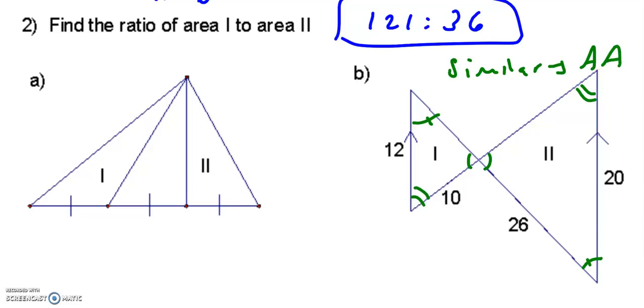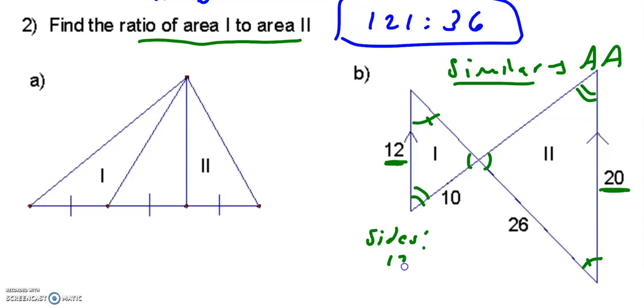And so what I can do to find the ratio of the areas is say, I know that these are similar, so let me find the ratio of my sides first. If I look at how the angles are marked, I could compare 12 is to 20. I couldn't compare 10 and 26 though, because if you look at the 10, it's between two different angles than the 26 is. So the ratio of my sides would be 12 is to 20, which would reduce, we can divide these both by 4, to 3 is to 5.